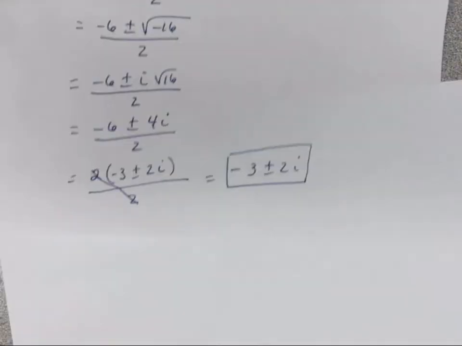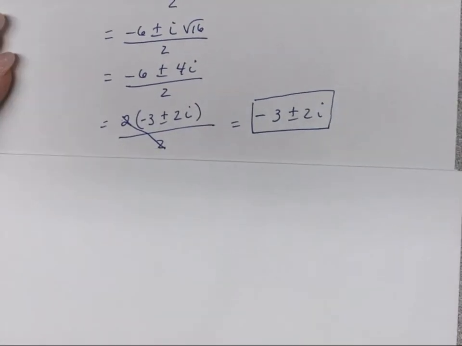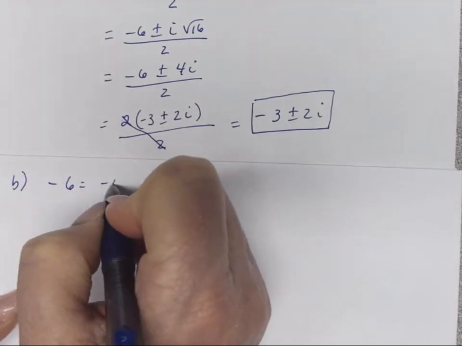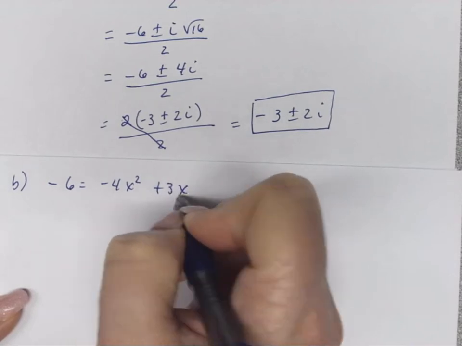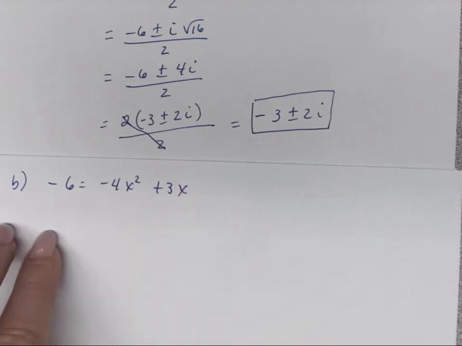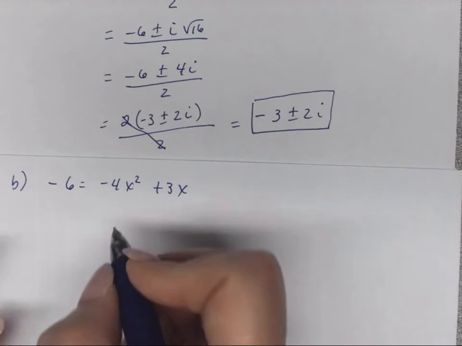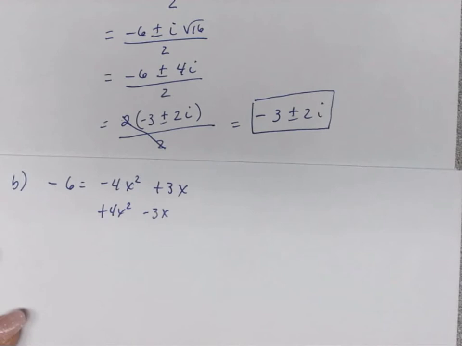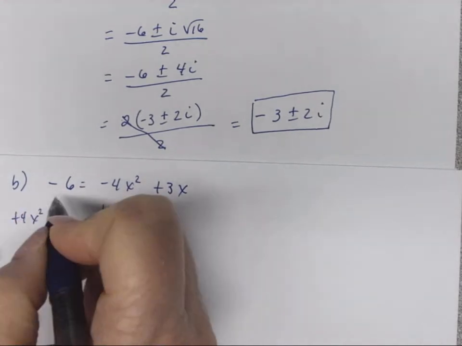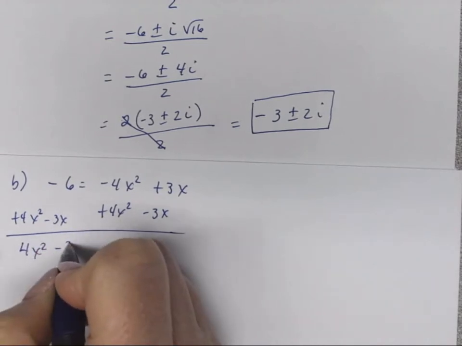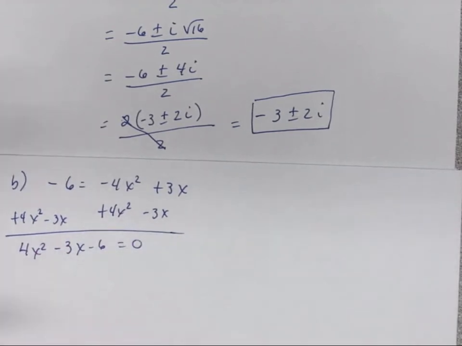All right, our next example is negative 6 equal to negative 4x squared plus 3x. Now, it all has to be on one side. It has to be set equal to 0. I'm going to move these two values over to this side. So I'm going to add the 4x squared and subtract the 3x. So we have 4x squared minus 3x minus 6 equal to 0.